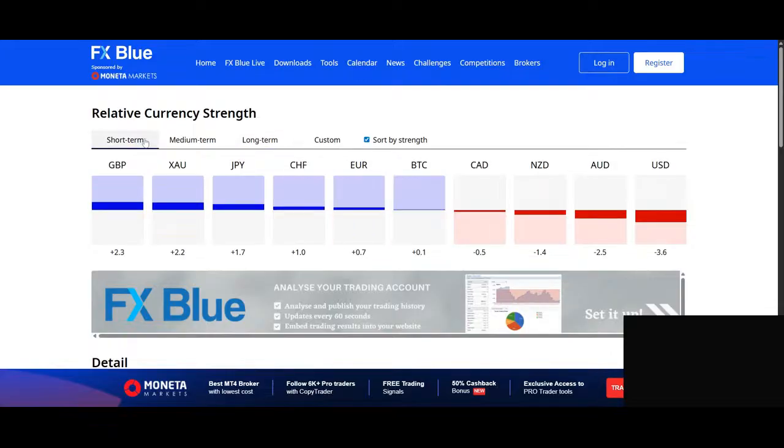USD CHF, short term is a sell, medium term is a buy, long term it's definitely a sell. So you stick to the sells on USD CHF.